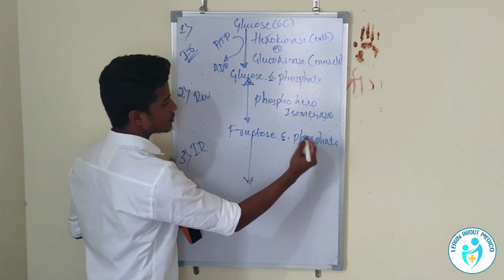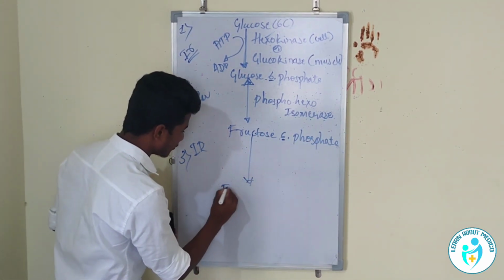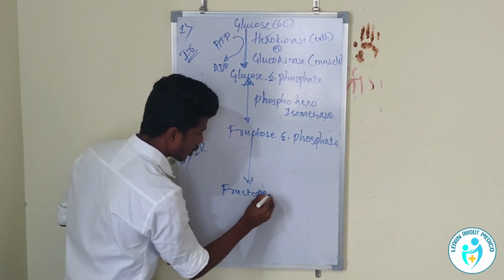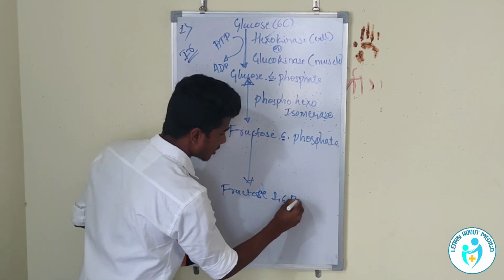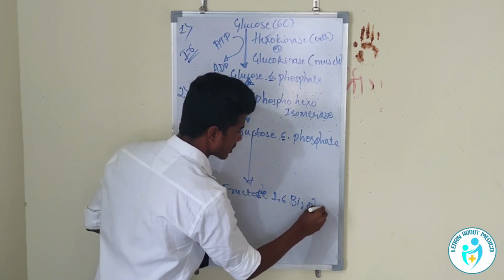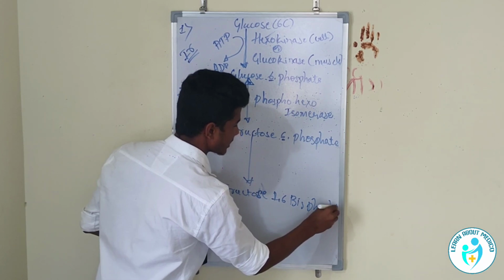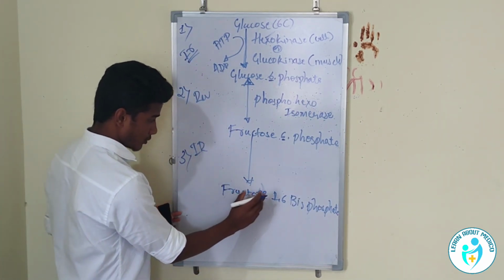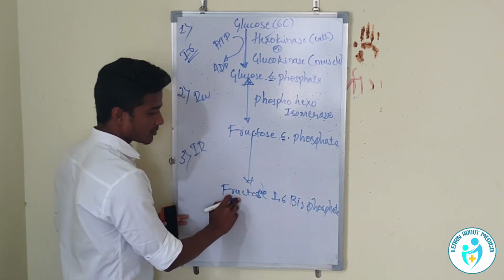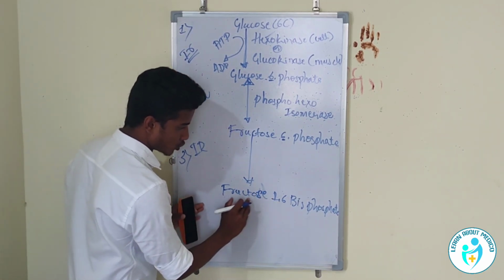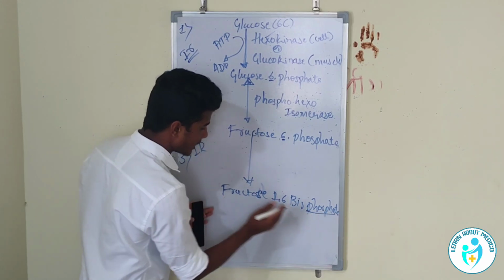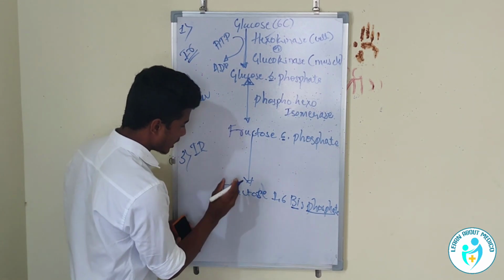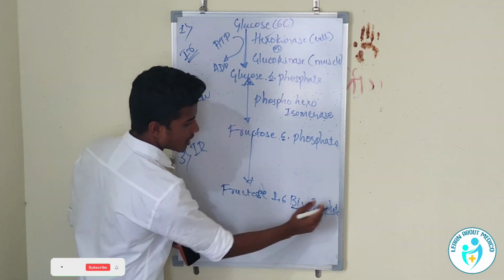That is, fructose 6 phosphate gets converted into fructose 1,6 bisphosphate. Why is the name given like this? Because on the first and sixth carbon of the fructose, two phosphate groups are added. That's why it is fructose 1,6 bisphosphate.